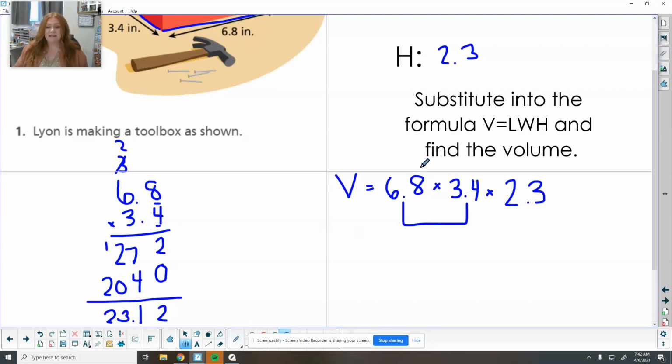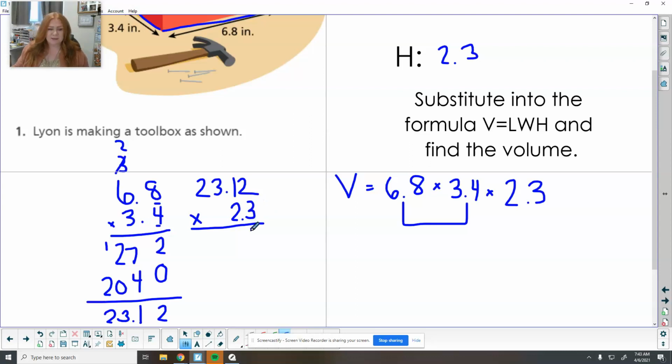So 6, this is almost practically 7, and here's about 3.5. 7 times 3 is 21. So it should be a little bit more than 21, which is what we have. So now we have 23.12, and we need to multiply that by 2.3. So when we multiply decimals, we do not need to line them up. We just count and move them over when we are finished. So go ahead and pause and try that problem and then come back and check.